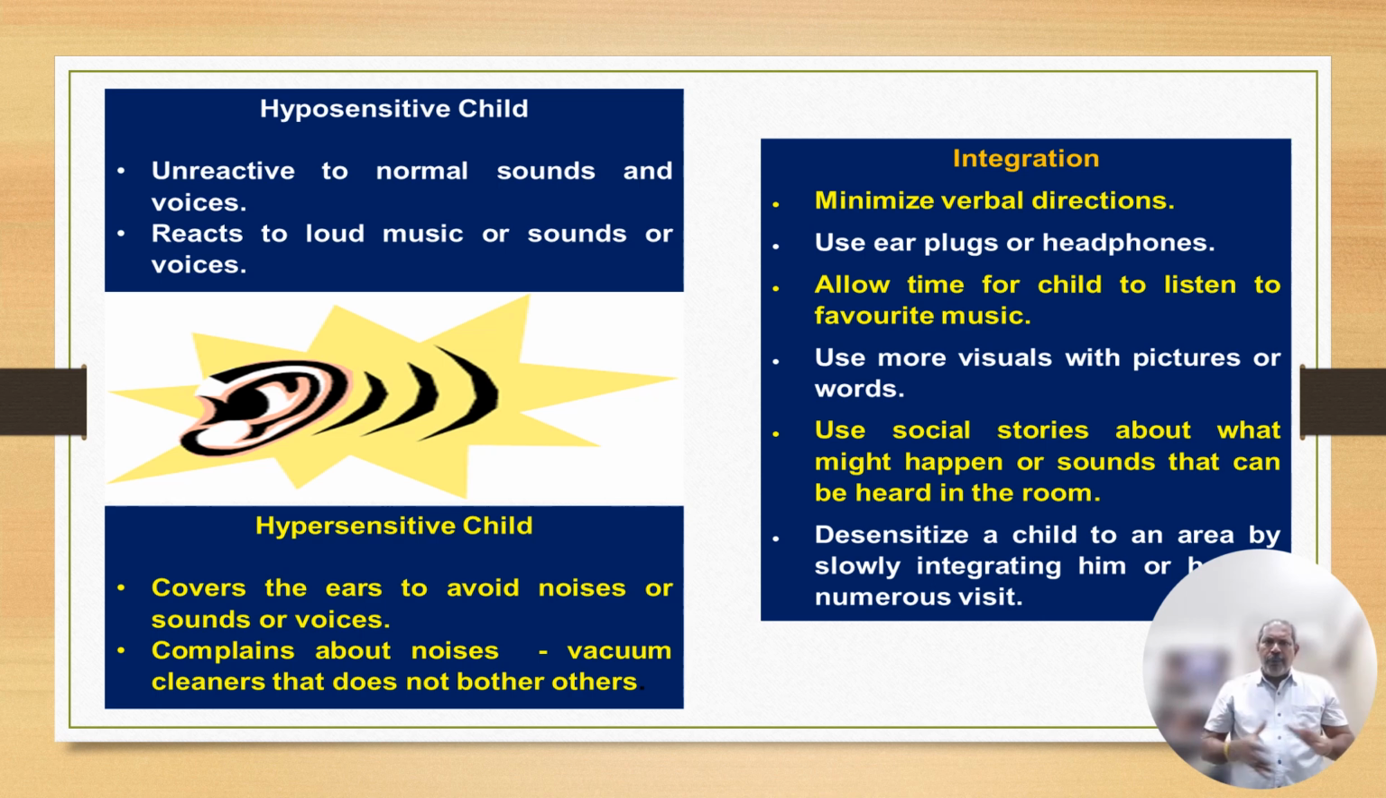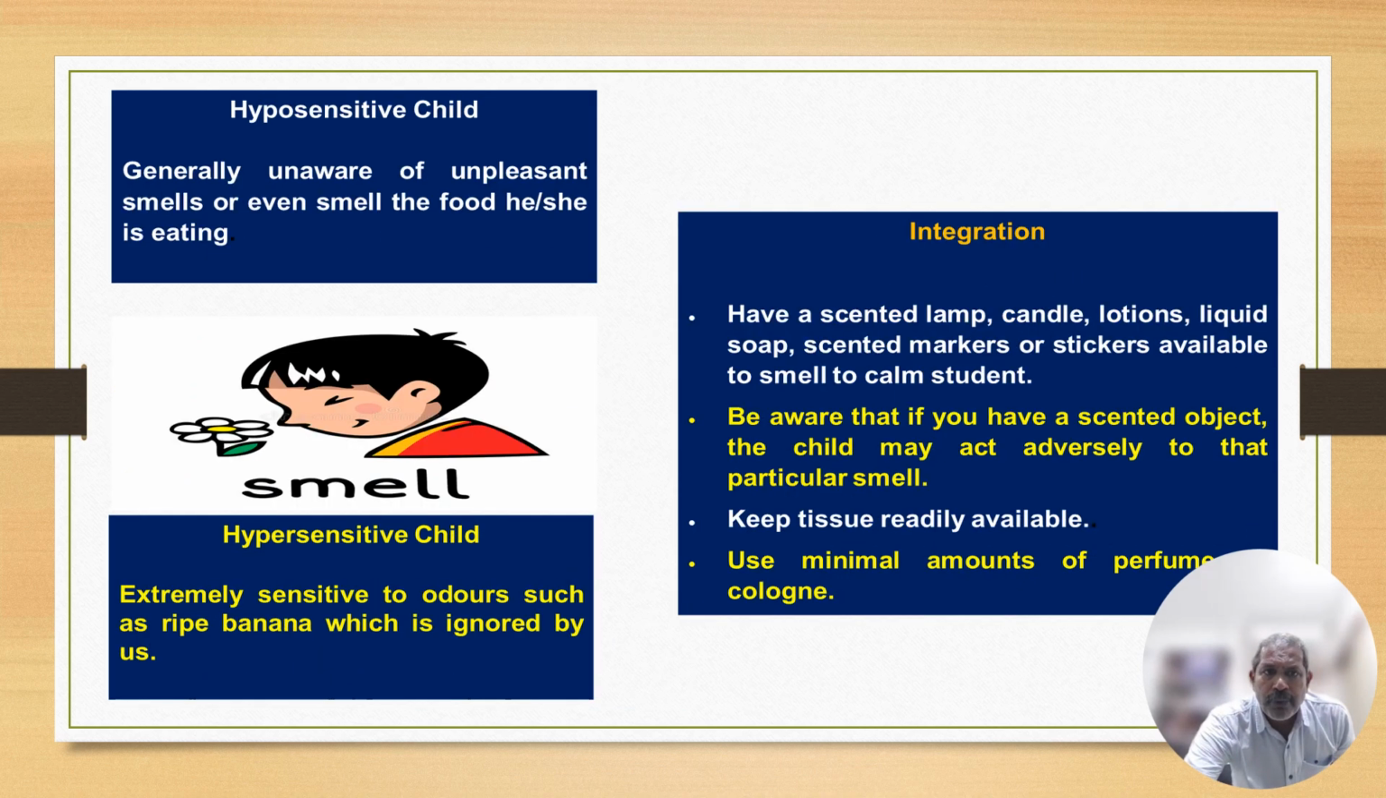Try to keep your verbals to a minimum, because if your child is very sensitive to sound and you talk very loudly like I am talking, it might irritate him. Or sometimes you'll be shouting at the top of your voice and the child doesn't hear anything. So it is very important for you to understand the kind of issues your child is having. Smell: generally, some children who are very hypo do not smell anything. Even if they have a rotten fruit right in front of them, they don't feel anything.